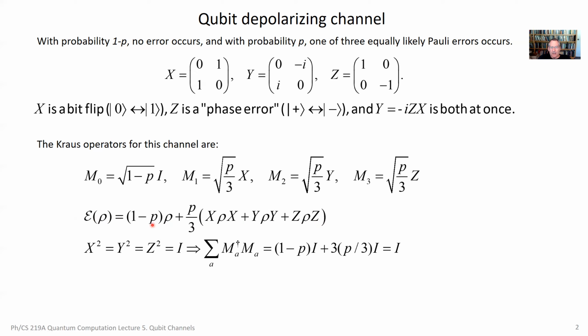If we just take the trace of the right-hand side of this equation, it's the trace of a sum, which is the sum of the traces. So here I get 1 minus P times the trace of rho, which is 1 minus P. And when I take the trace of X rho X, of course, the trace is cyclic, so I can move one of the X's over to the other side. X squared is equal to the identity. So each one of these terms gives P over 3 times the trace of rho. There are three such terms. And so I wind up with 1 minus P plus P times the trace of rho, which is 1.